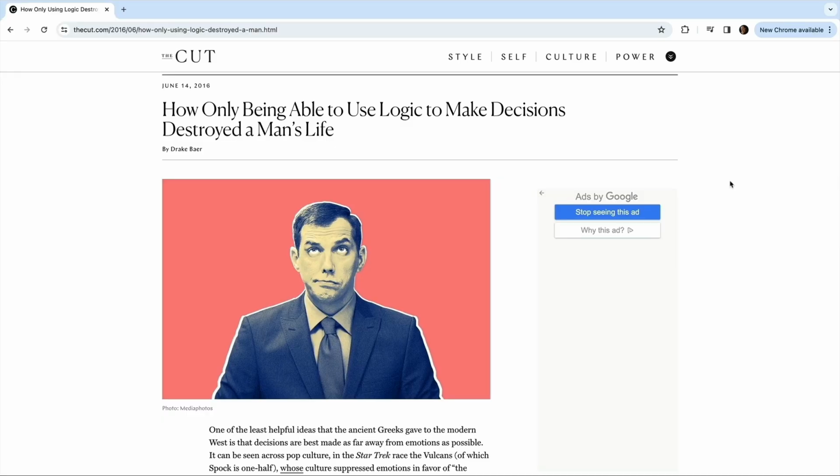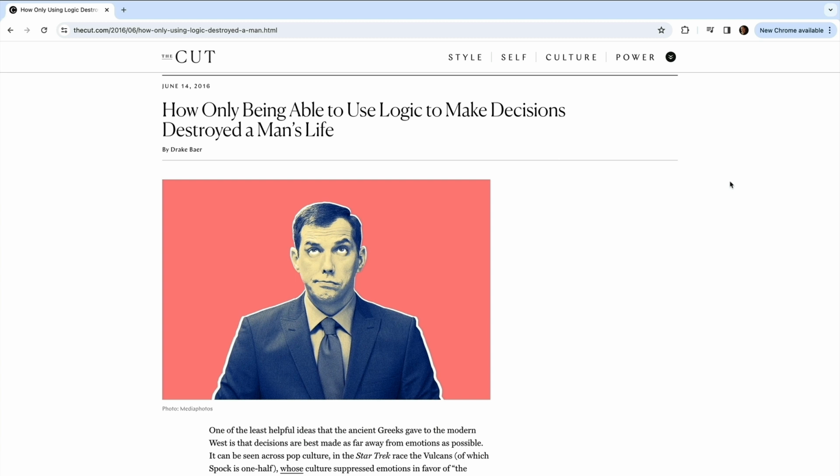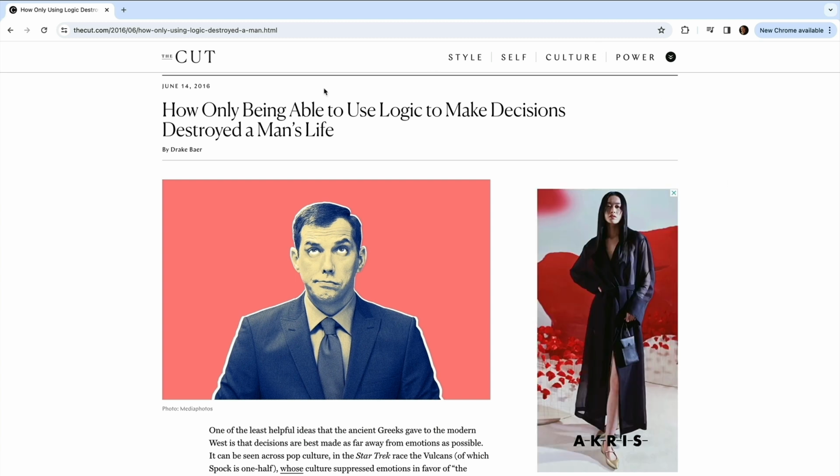I want to show you a groundbreaking case in neuroscience that showed how much we use emotions to make decisions. We think that we're mostly logical and a little bit emotional, but what science ended up showing was that our decisions are tremendously emotional. And this is a real case from neuroscience. I'll show you the details in a second, but look at the title: How Only Being Able to Use Logic to Make Decisions Destroyed a Man's Life.